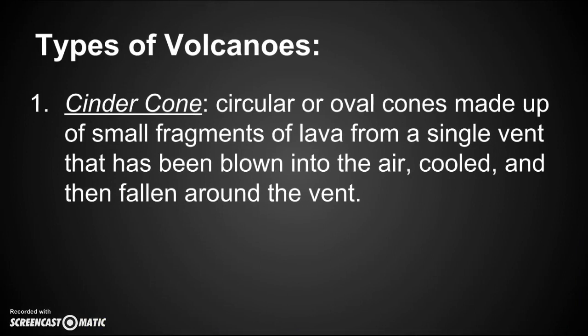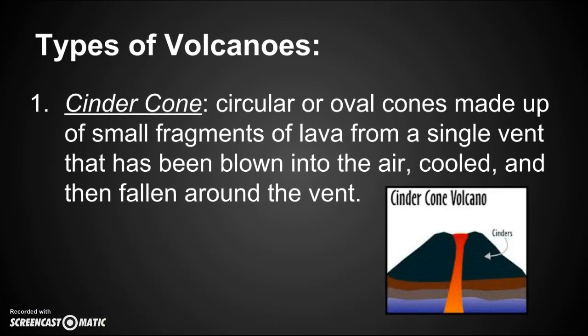There are three types of volcanoes. The cinder cone, as we see here in this picture, is a circular or oval cone made up of small fragments of lava from one vent that's been blown up, cooled, and then all fallen around. So it's one big eruption, and all of the ash and soot and lava solidifying right there around that volcano.